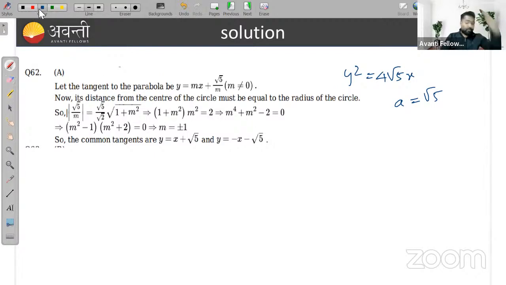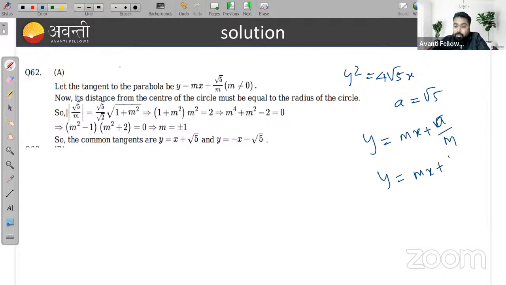Actually, what is the equation of the tangent to the parabola? That is y = mx + a/m. So if this is the equation of the tangent, I am taking it as y = mx + √5/m, where m is not equal to 0. So its distance from the center of the circle.